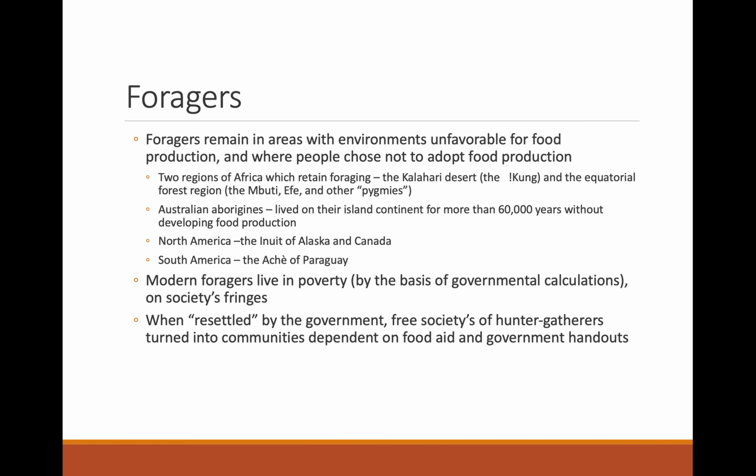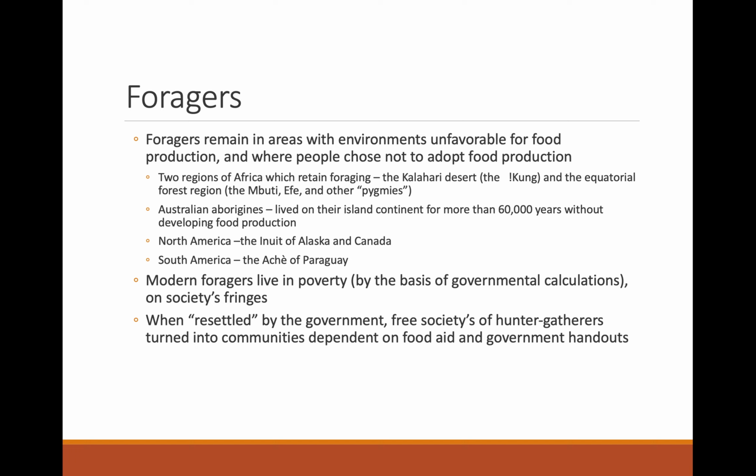We find that in modern times, foragers live in one of two kinds of places. One of those places would be areas where the environment is unfavorable for food production. So the Kung live in the desert. Desert areas are a lot harder to cultivate because they require more massive scale irrigation systems. And so we've got these foraging populations in southern Africa, like the Kung or the Hoitzan in the Kalahari Desert, persisting because that desert region is not overly productive in terms of actual food production.